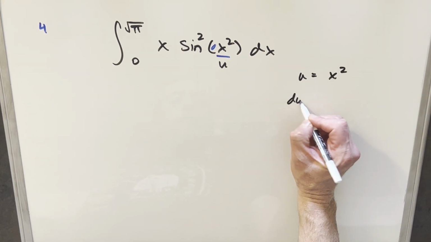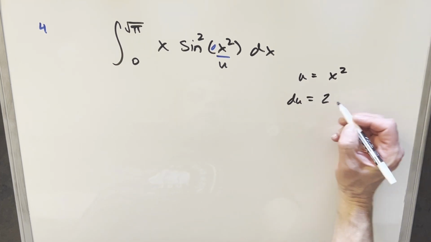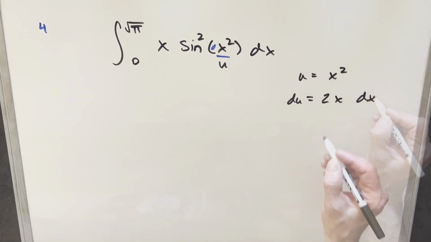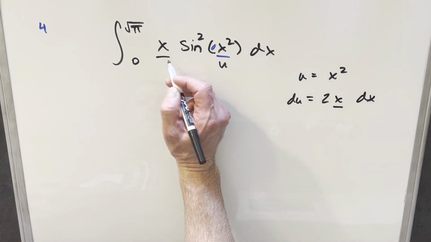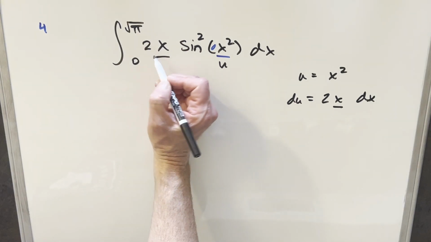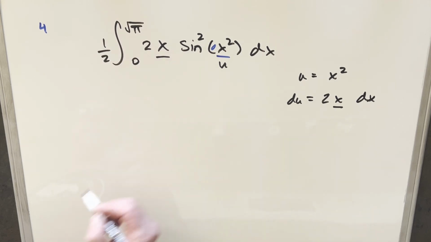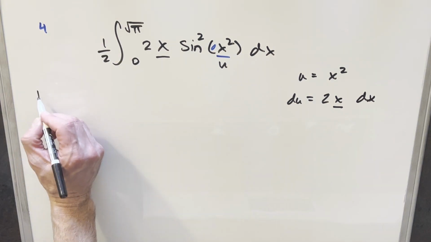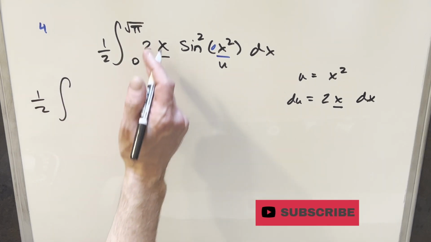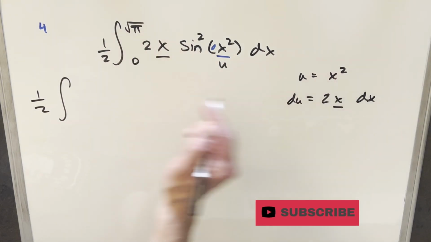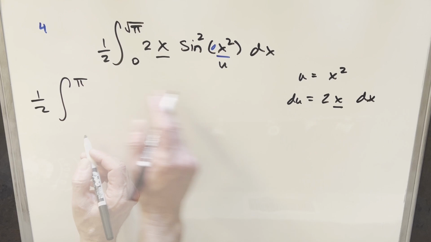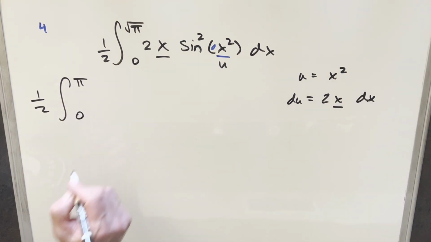I'll take a derivative. So for du, we're going to just get 2x dx. But now for the x, we have that right here. I just want to create this 2, so I'll multiply by 2, but so that I'm not changing it, we'll multiply by a half out front. Then we'll go ahead with this substitution, so we'll have our 1/2. Then when we plug square root of pi in for x squared, our upper bound just becomes pi. We take our 0, plug that in, and we get 0 for the lower bound.